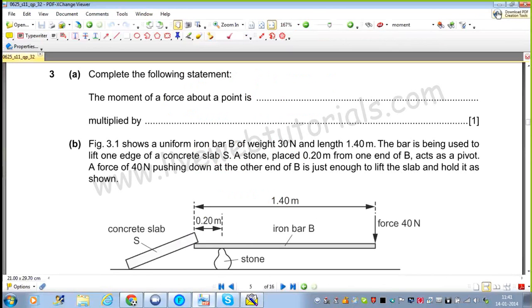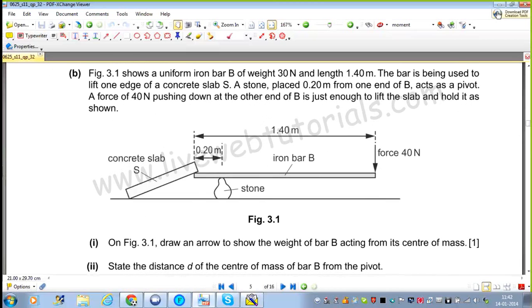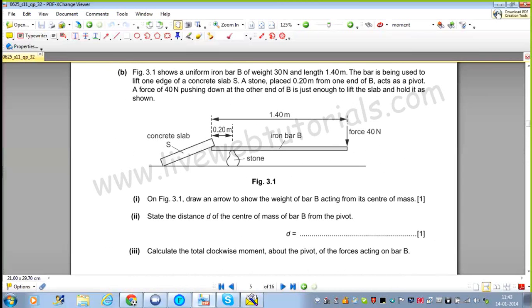What will be the first statement? The moment of a force about a point is distance multiplied by mass. Not mass, it will be force, basically. The stone where the 40 newton force is there. So how much is the distance? 1.2 meters. Yes, 1.2 meters. Can you solve the third part?